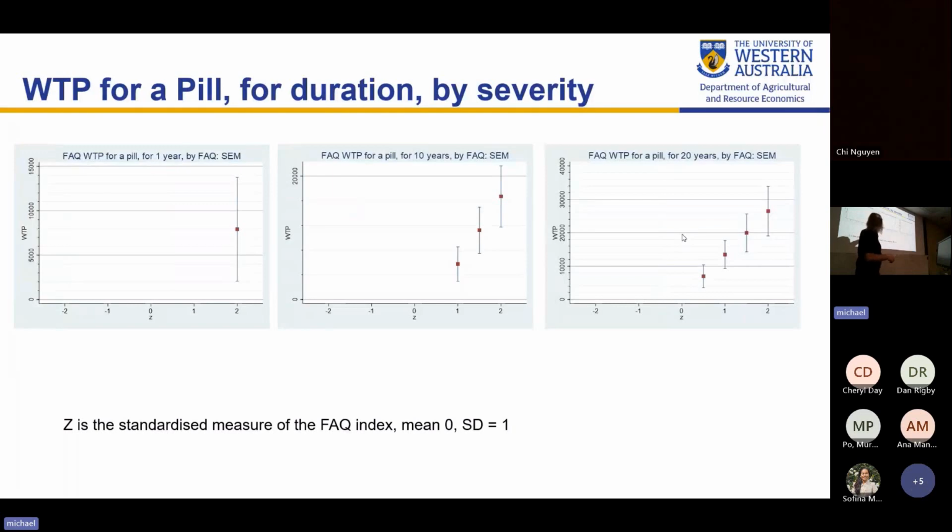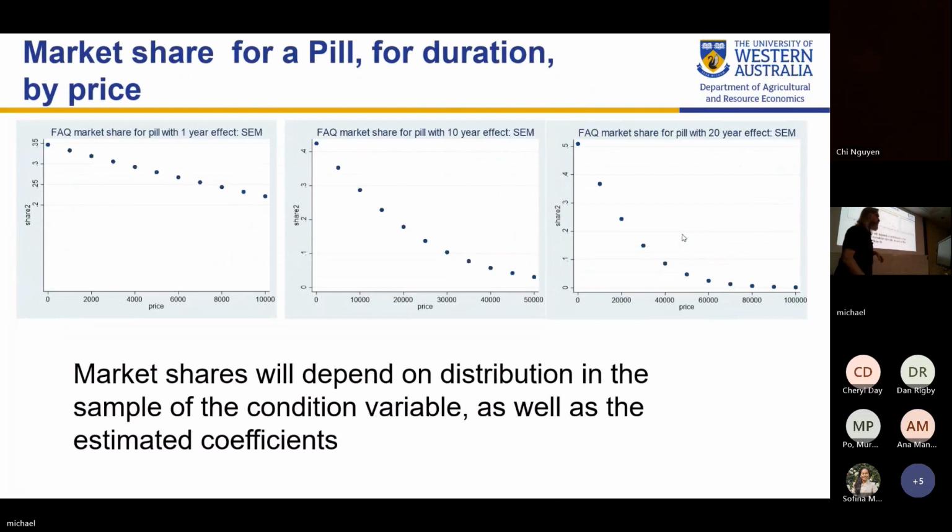It's interesting to know, but the question is, well, what proportion of people are actually across this distribution, as in presumably not very many sitting out there at the +2 level. So what we can do is work out a market share. Instead of thinking about willingness to pay, let's use our model to predict the proportion of the population who would come in and actually purchase this pill out of the total population with the condition, given the distribution of the condition. So in the first panel, again, it's a 1 year effect of the pill.